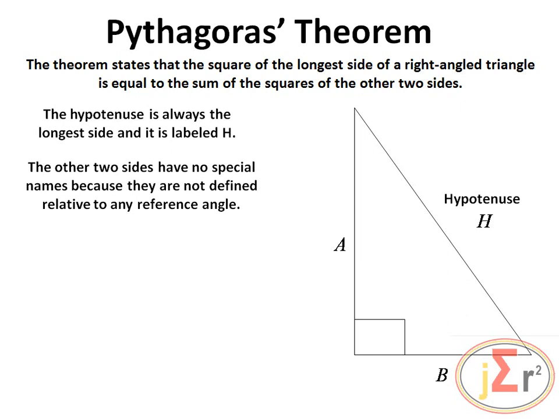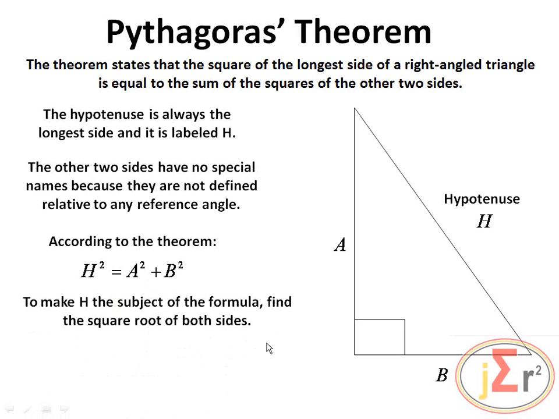We call one A and we call one B. So based on Pythagoras' theorem, according to the theorem, the hypotenuse squared is equal to the sum of the squares of the other two sides. And the sum of the squares of the other two sides are given right here: A squared plus B squared. To make H the subject of the formula, find the square root of both sides.